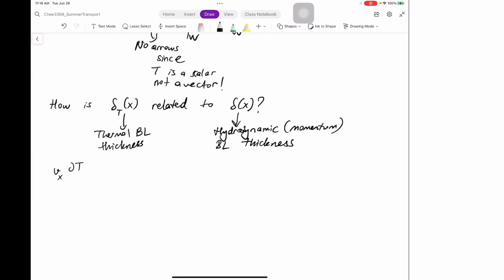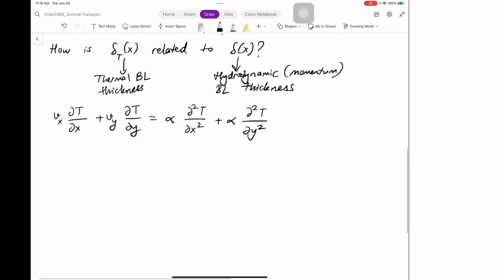Vx del T over del x plus Vy del T over del y is equal to alpha del squared T over del x squared plus alpha del squared T over del y squared. Okay. Now, if you remember, for boundary layer theory applied to the hydrodynamic boundary layer, we assume delta is much smaller than L. We're going to do the same thing.